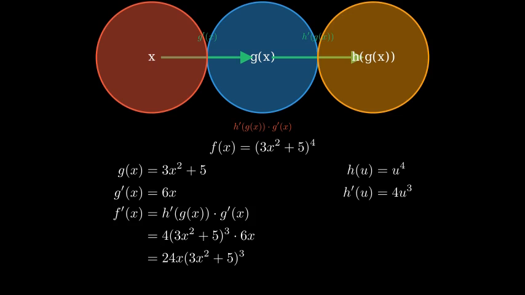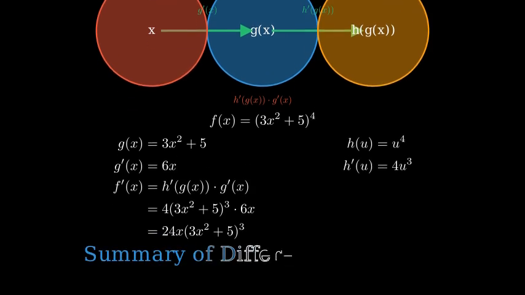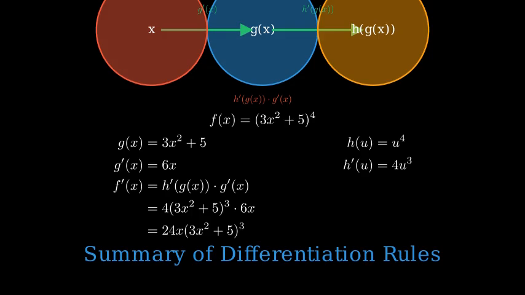Using the chain rule, the derivative equals h prime of g of x times g prime of x. So that's 4 times 3x squared plus 5, cubed times 6x. We can simplify this to 24x times 3x squared plus 5, cubed. Let's summarize the 6 key rules of differentiation we've covered today.